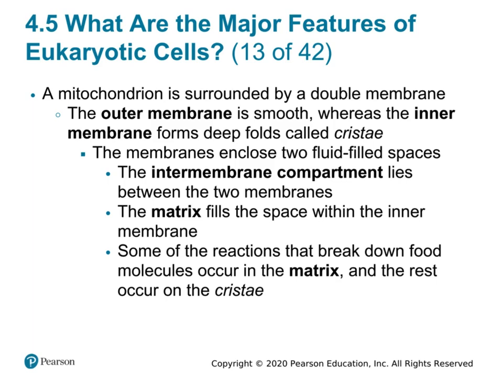If we look at the basic structure of a mitochondria, you have an outer and inner membrane, and whereas the outer membrane is smooth, the inner membrane has deep folds called cristae. In between the two membranes, you have an intermembrane compartment, and a matrix is a space within the inner membrane. That space is filled with fluid. Most of the chemical reactions of cellular respiration happen in the matrix, but the rest occur on the cristae, or kind of as an interchange between the matrix and the intermembrane space.